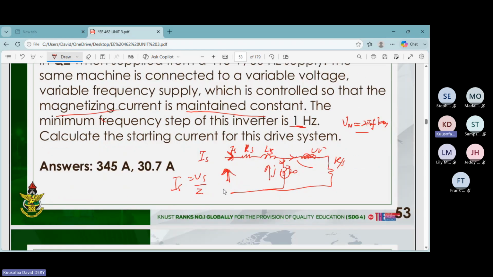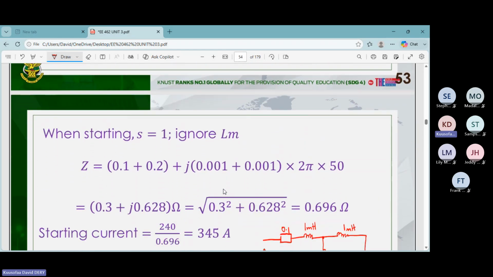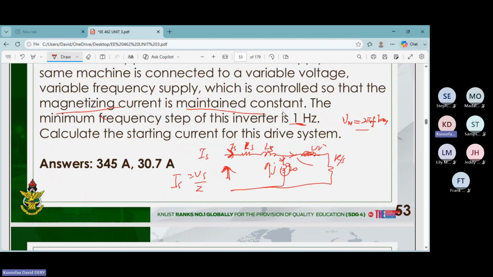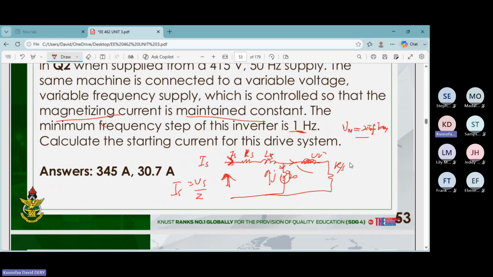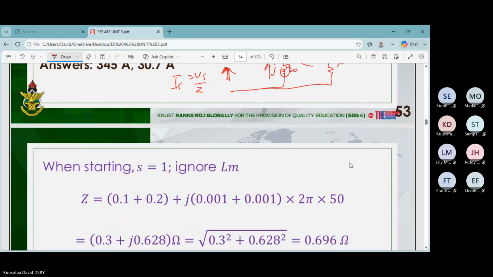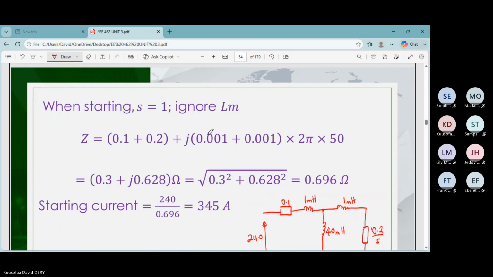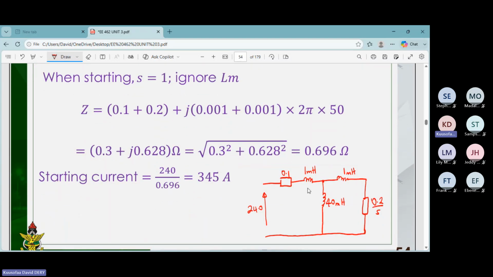So let's go through the solution together. Since this is at starting, we know that at starting the slip is 1. So in the equivalent circuit we have here, this S is going to be 1. So when S is 1, this is the equivalent circuit we have. We've just explained that.